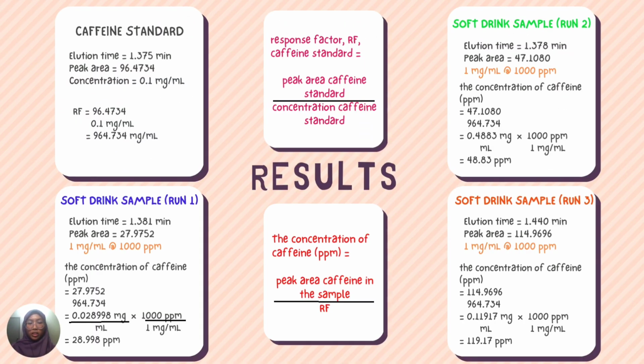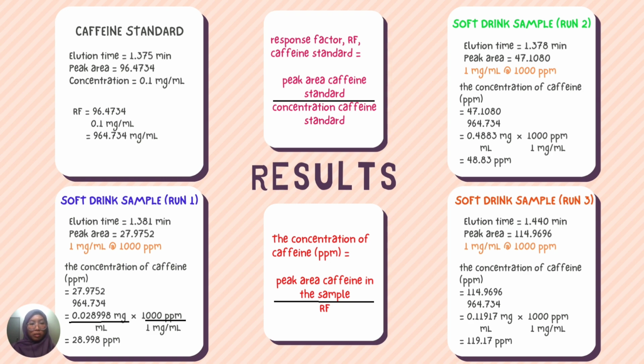Okay, now for the result, we can see the caffeine standard. First, we're going to take a look at caffeine standard. The elution time is 1.375 minutes, while the area is around 96.4734. And the concentration for caffeine standard is 0.1 milligram per milliliter. First, we have to calculate the RF because we're going to use RF to calculate the concentration of our sample. We got our RF by 964.734.